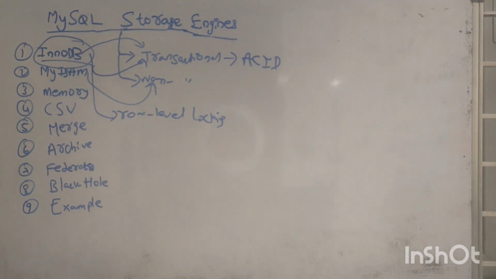Multi-version concurrency control is running multiple queries in parallel on a single table or a single object. We call it concurrency control. And in the InnoDB storage engine, the data dictionary is stored by default in the system tablespace.